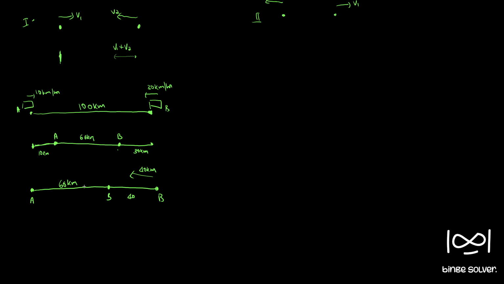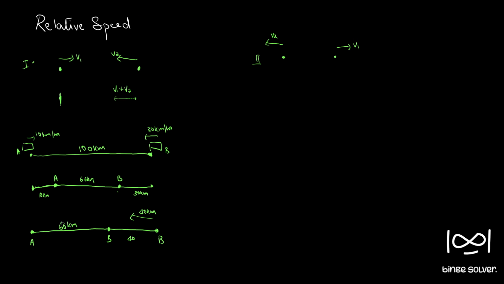So the distance between them is getting reduced at a combined speed of 40 km per hour. A's location is actually moving, but from the perspective of B, their distance is reducing at a combined speed of 40 km per hour. So how can we use this?